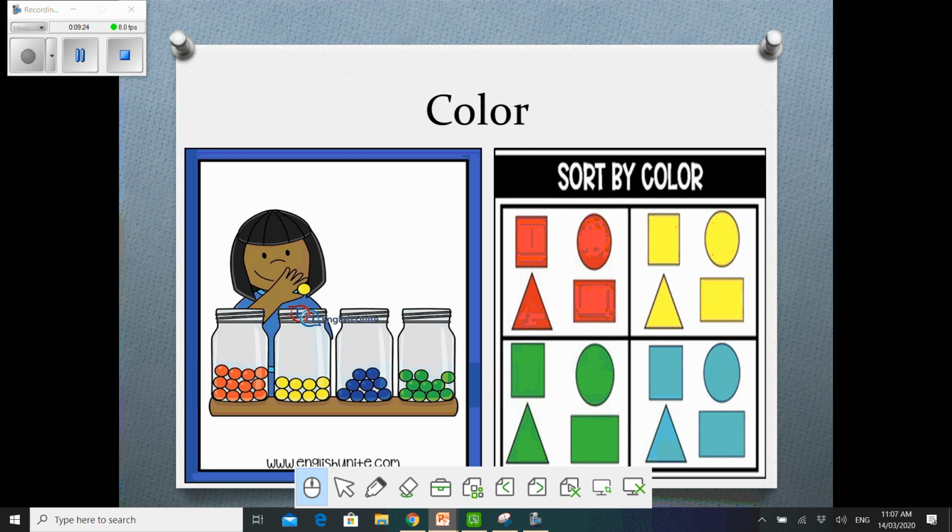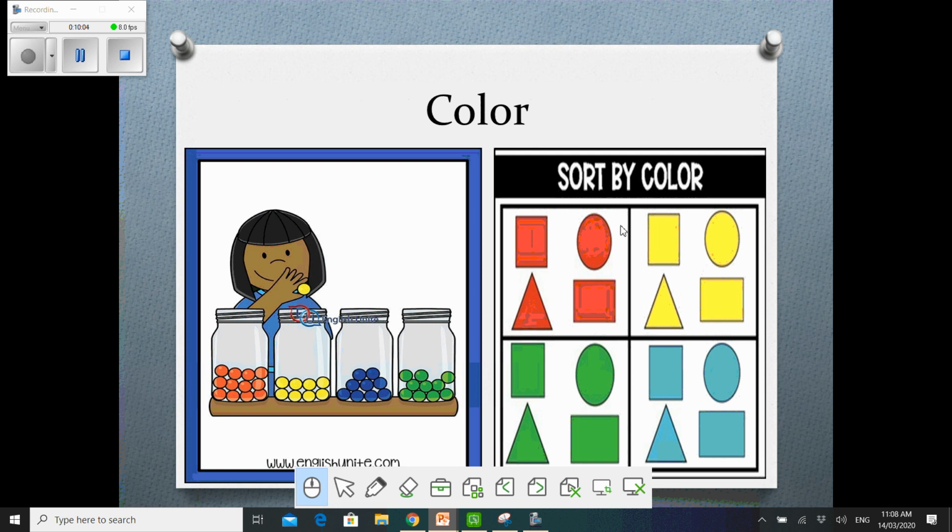Look, we said the properties of matter. The first one is color. Look at this girl. She classified the balls according to their color. So she made four jars: the red jar, the yellow jar, the blue jar, and the green jar. So she wanted to put the yellow ball where? In the red jar? No. In the yellow jar? Yes. So she classified by the color.